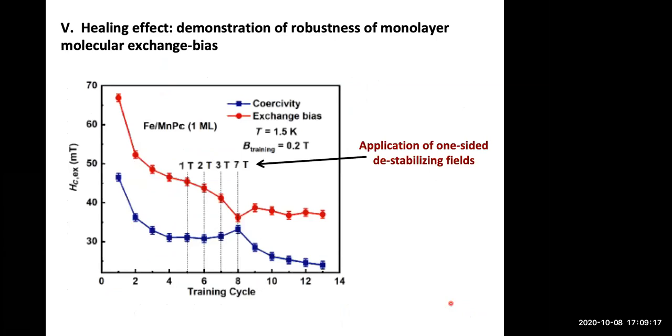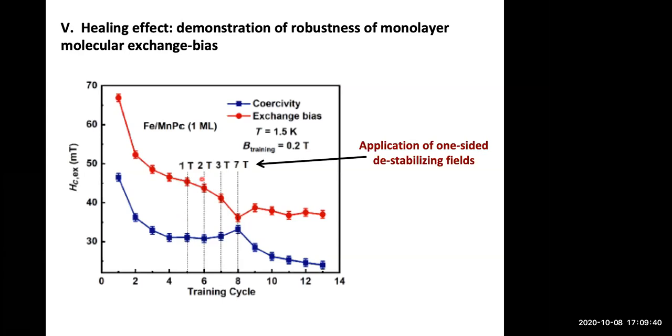So one way to check this is that we have again repeated the training measurements, but with a training field of 0.2 Tesla at each data point. But from the 5th cycle onwards, we started applying a one-sided destabilizing field, which ideally should kill the exchange bias, and we progressively increase it. So you apply 1 Tesla, and then you measure and report the values.